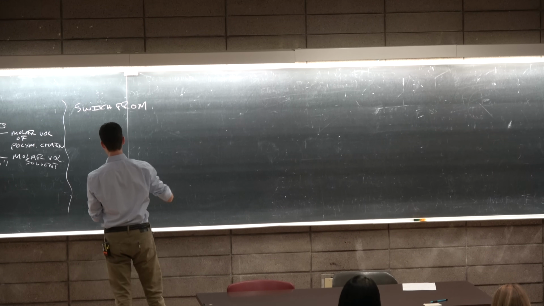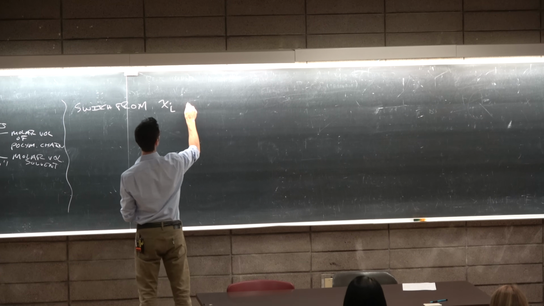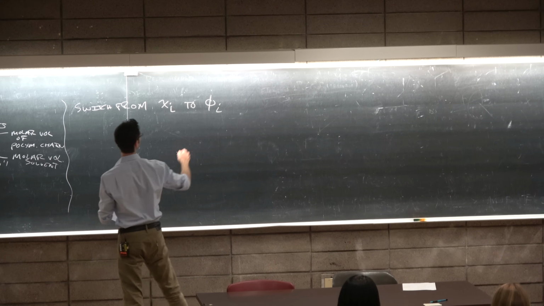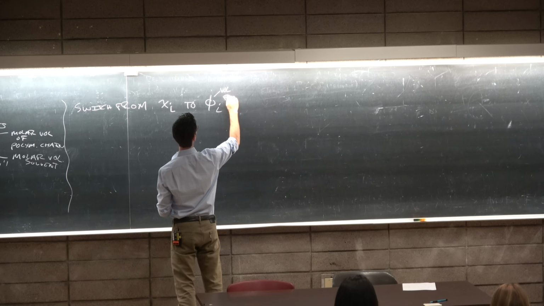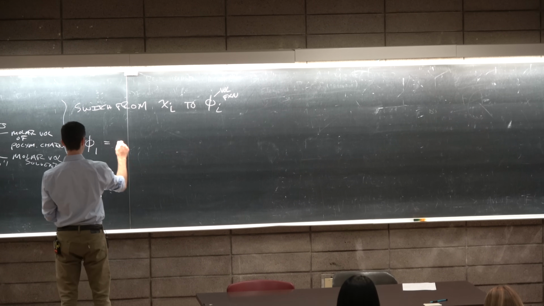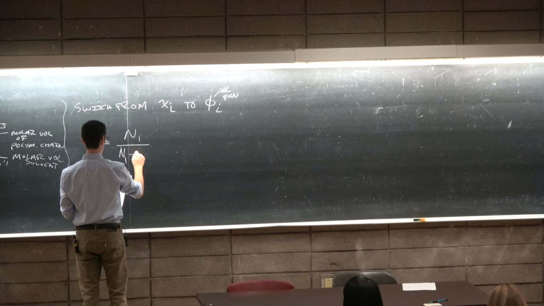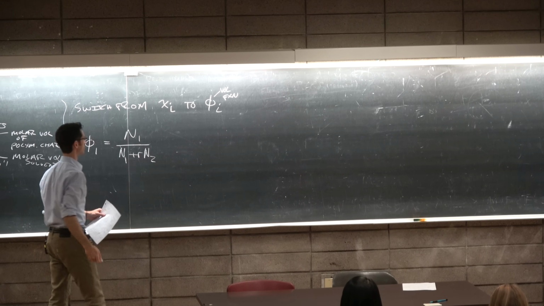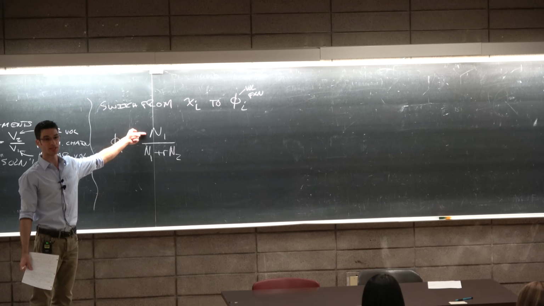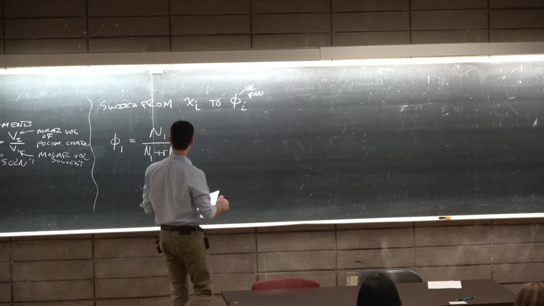So we're going to switch, in the ideal solution case, from talking about mole fraction to volume fraction phi sub i. The expression for volume fraction for the solvent is just N1 over N1 plus R N2. So this is just the number of sites occupied by solvent molecules divided by the total size of the lattice. So that would be the volume fraction.